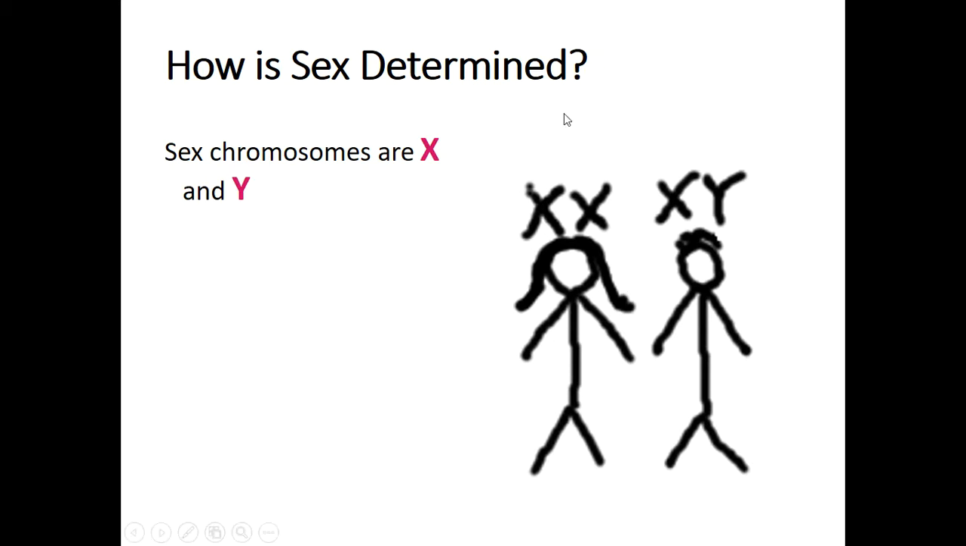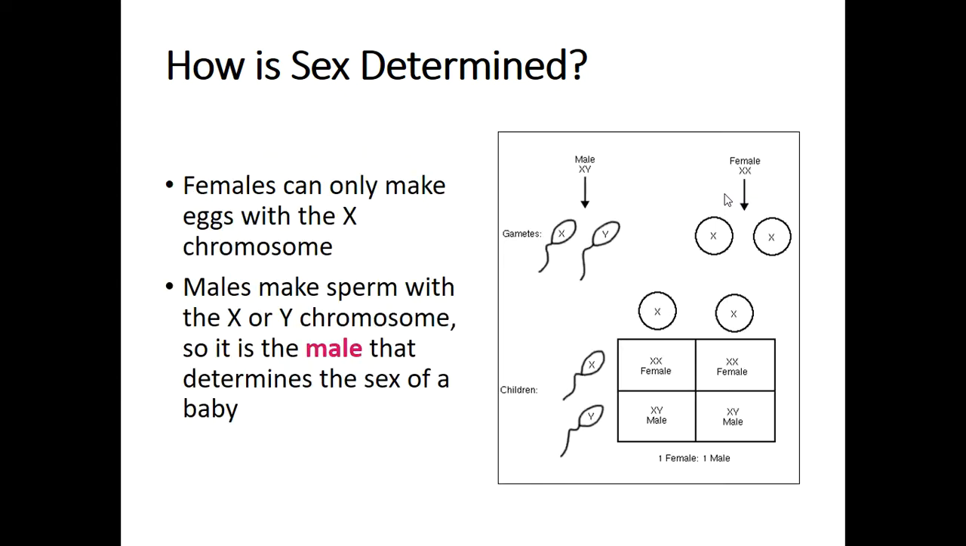So the first thing you need to know is that females are XX, males are XY. And going back to our Punnett squares and meiosis, notice that it's the mother who can only give the X. So half of her eggs are going to get one X, half of her eggs are going to get the other X. And it's the father who's going to be determining the sex of the baby. So it depends on which sperm fertilizes the egg.